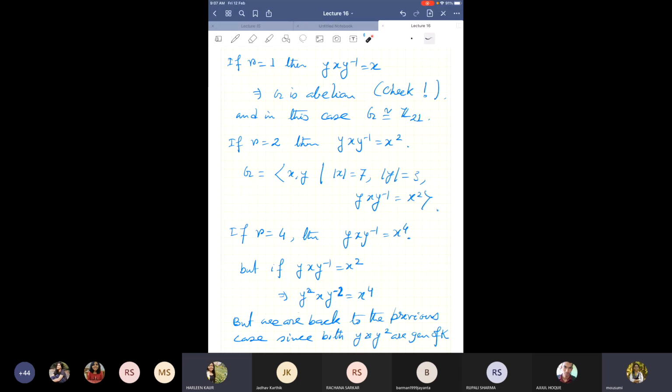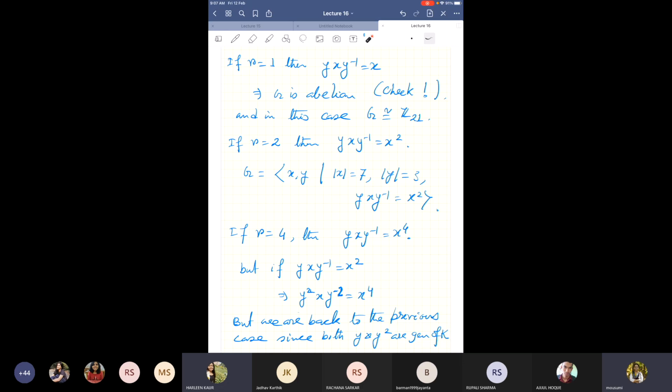Ma'am, yes, I tried to prove that this is abelian, but I was only getting that the y's will commute with x. All y's we can show that these are in the center. But how can we show that y is commuting with another element of order 3?